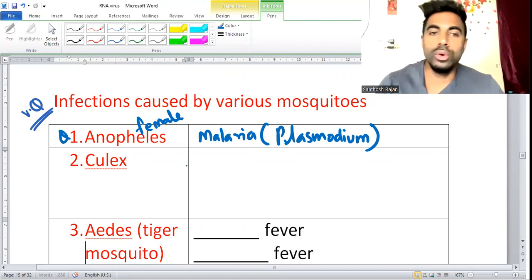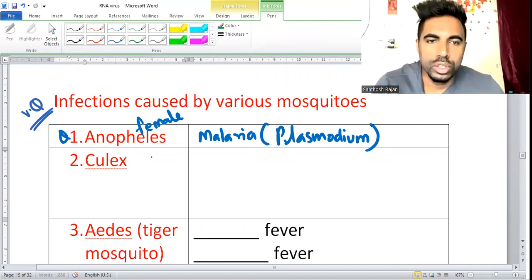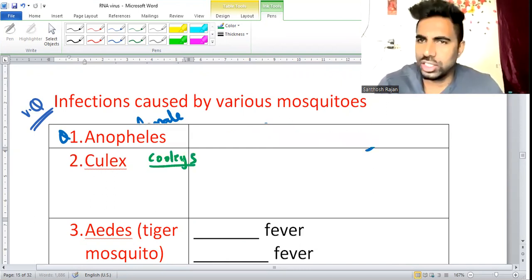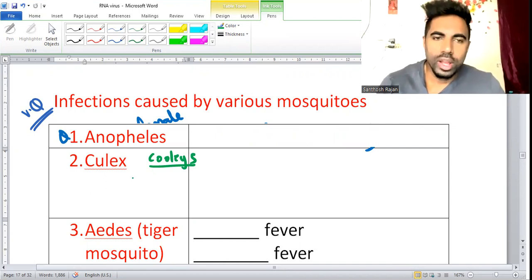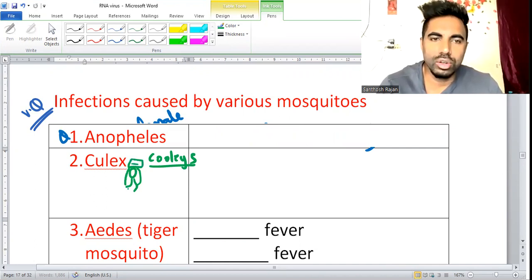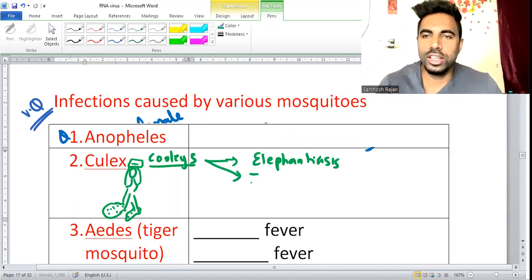What about your Culex? How do you remember Culex? It's very simple. I have a shortcut for how I remember, but it's totally up to you how you want to remember. So Culex, remember coolies. Coolies are the ones who work in railway stations, carrying the luggage on their heads the whole time. They're standing, so their legs become very big. When the legs become big and infected, which disease comes to your mind? That is elephantiasis, they have elephant legs. Culex causes elephantiasis.